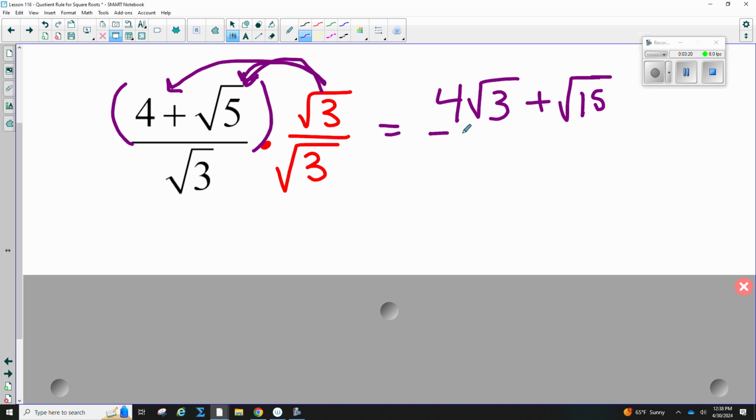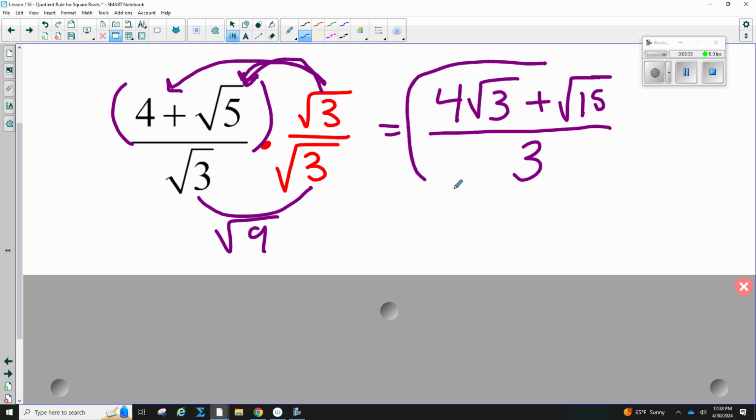all divided by. And the square root of 3 times the square root of 3 is equal to the square root of 9, which I'm just going to put 3, okay? All right, and that is your answer because it does not simplify any further. If 15 had a perfect square, you would take it out, all right, but it doesn't, so you're done.